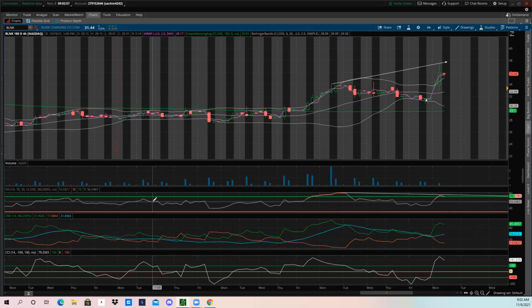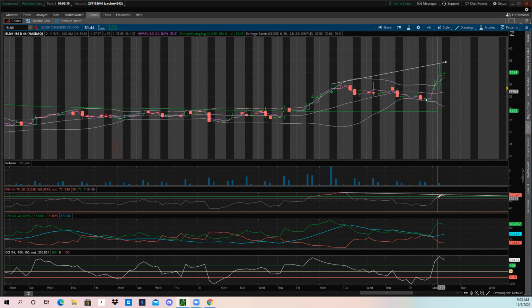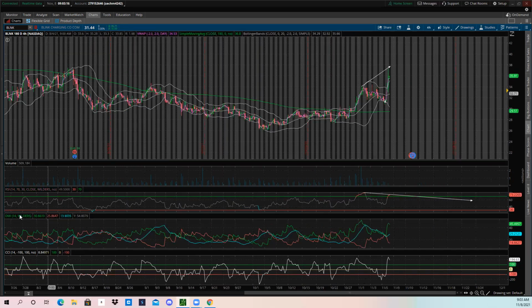We have the RSI. When it goes above this green line right here, that's what's known as overbought, and below this red line right here, that's what's known as oversold. A lot of people like to use the RSI as a good indicator for entries and things like that. So that's one thing. And then we have the DMI.